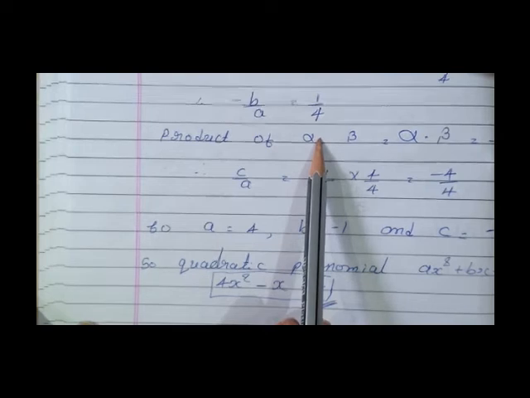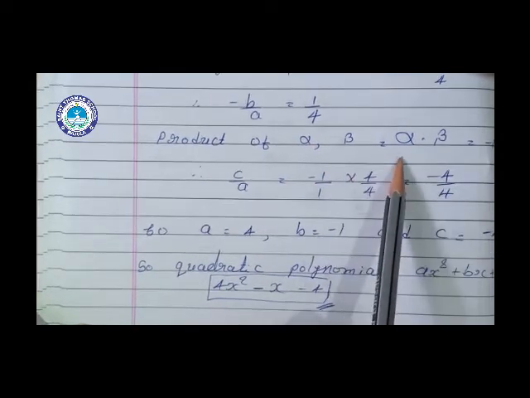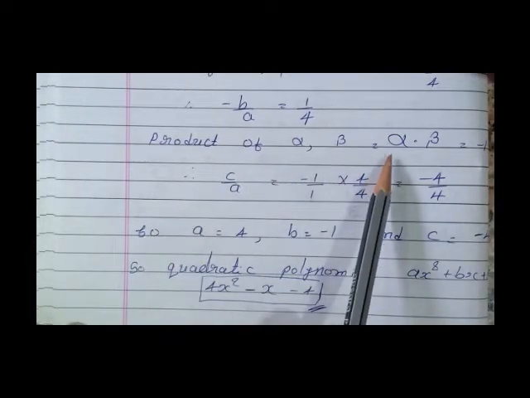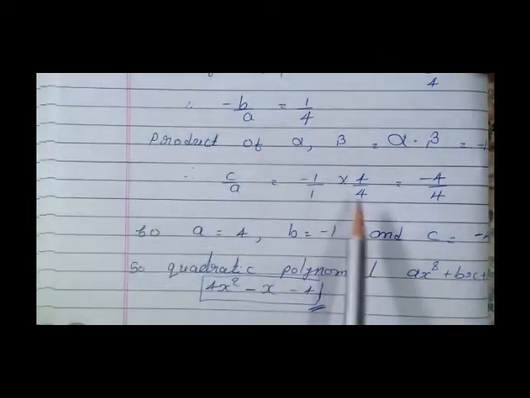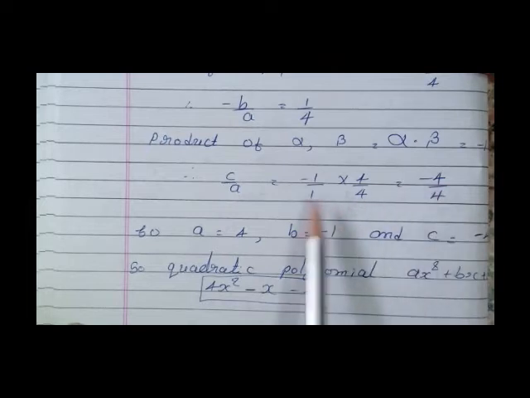So minus b by a is equal to 1 by 4, and the product of the zeros, alpha into beta, is equal to minus 1. Now what is the formula of alpha into beta? C by a is equal to minus 1 by 1. See here minus 1. So here we multiply it by 4 by 4. So 4 into 4, 4 ones are 4, minus 4, and 4 ones are 4. So what is the conclusion? A is equal to 4, B is equal to minus 1, and C is equal to minus 4.